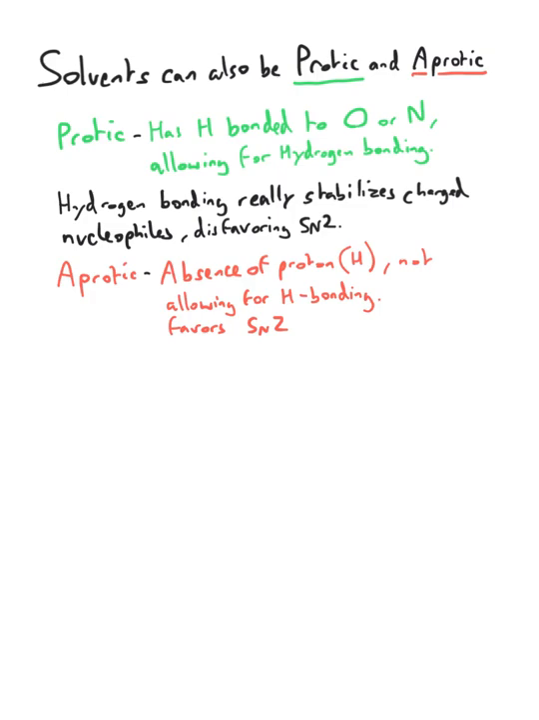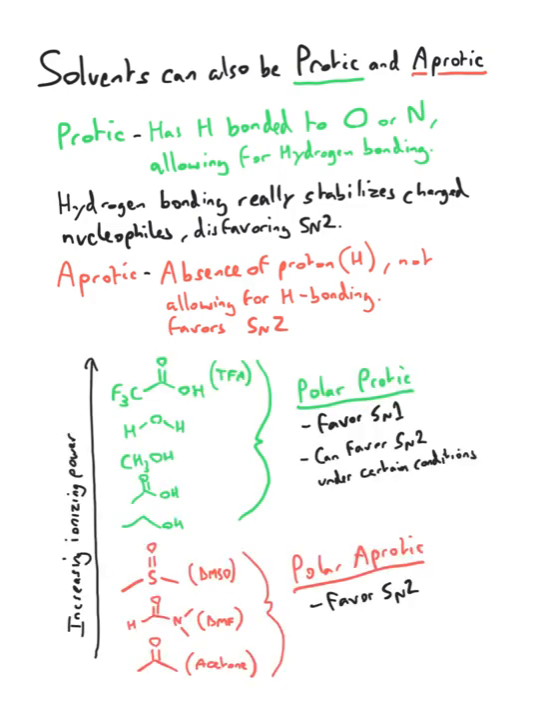This favors SN2. So if we look at polar protic solvents, these favor SN1 reactions and can favor SN2 reactions under certain conditions, whilst polar aprotic solvents favor SN2 reactions.